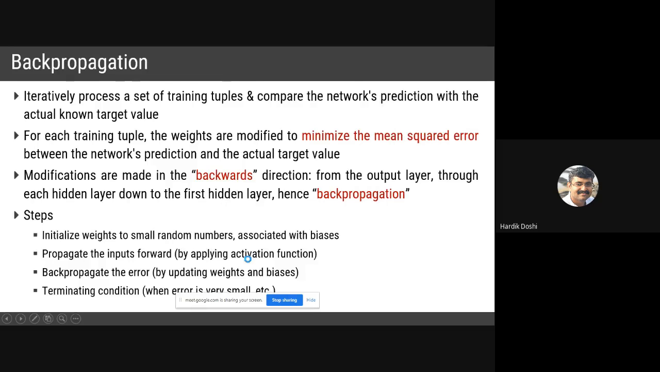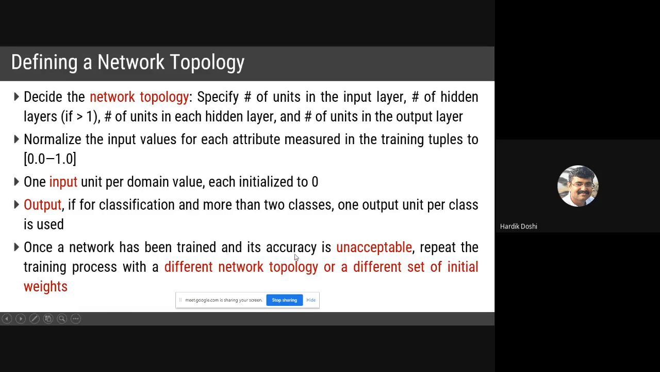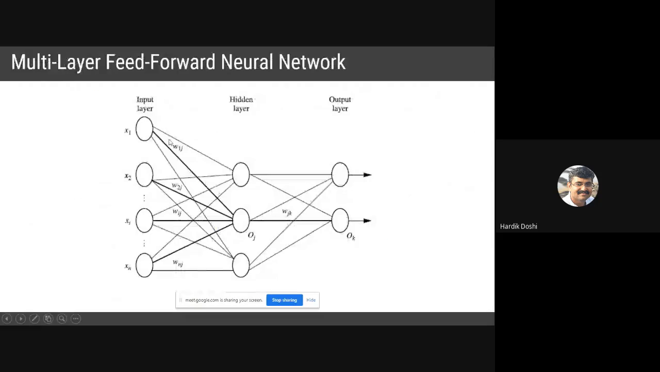That's why they said that once the network has been trained, if its accuracy is unacceptable, repeat the training process with a different network topology. Different network topology means make the connections different. Instead of connecting with all three, connect with only one and check the result. So that is what they mean to say by this.